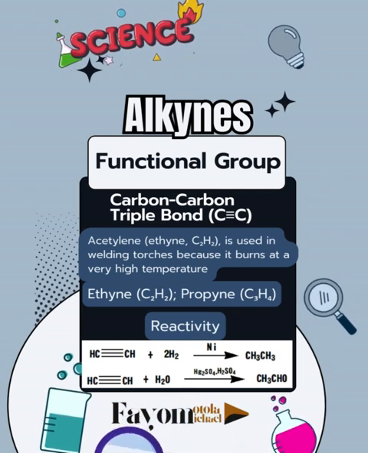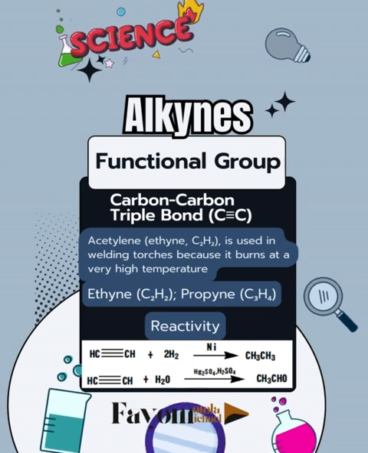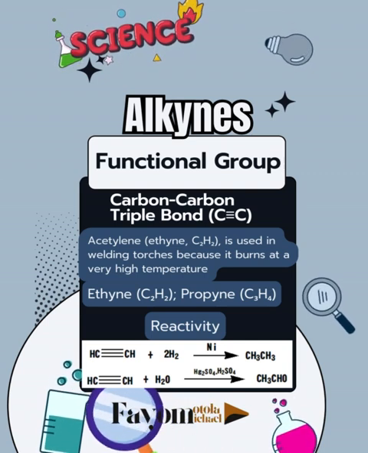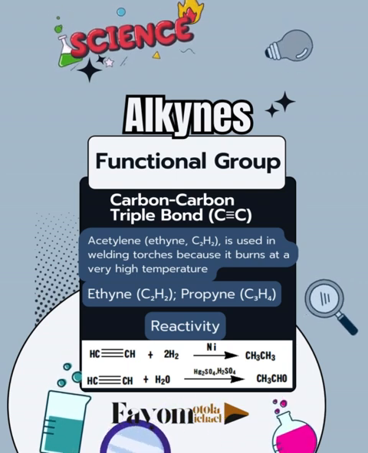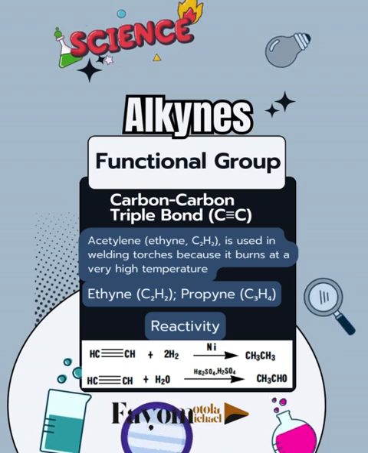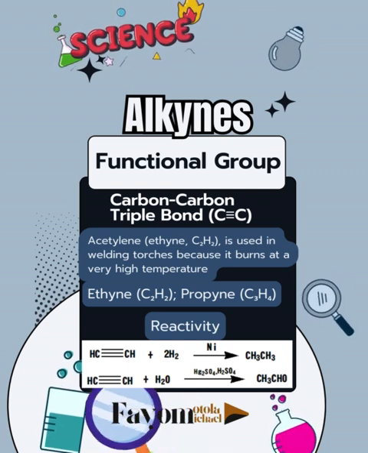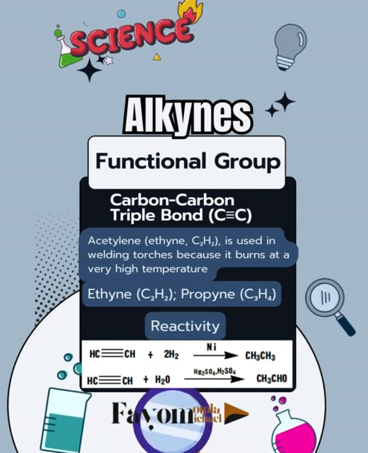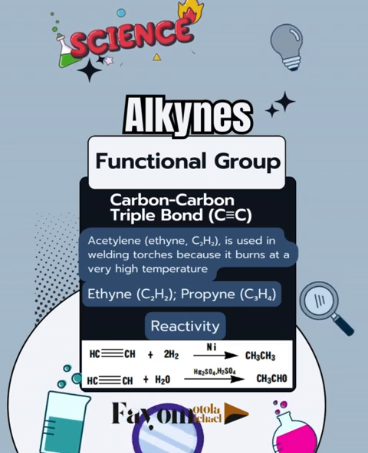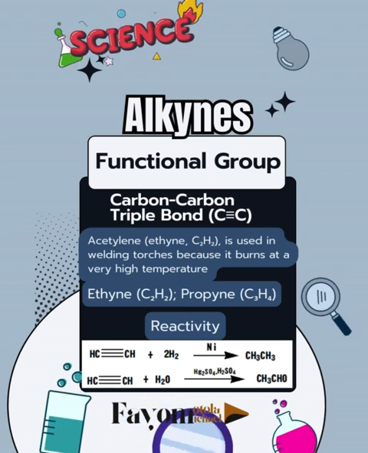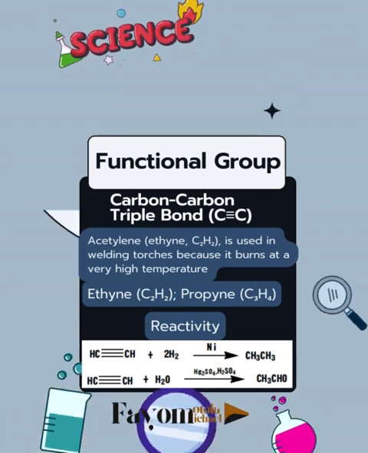Their high reactivity allows them to undergo a variety of chemical reactions. The most common, the first member, is ethyne, C2H2, also known as acetylene, which is used in welding and is also used as a building block in organic synthesis. Some examples are ethyne and propyne, and they undergo addition reactions. Hydrogenation is one of them, similar to alkenes, then hydration to give aldehyde.